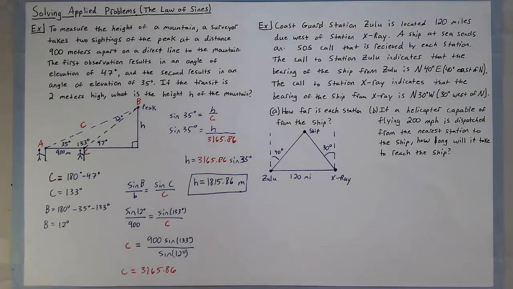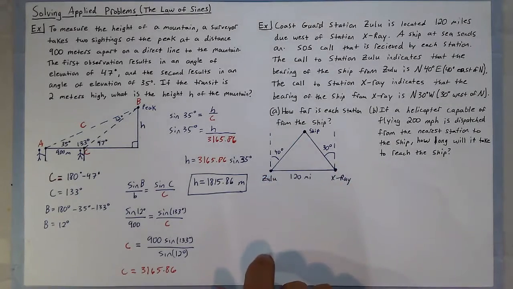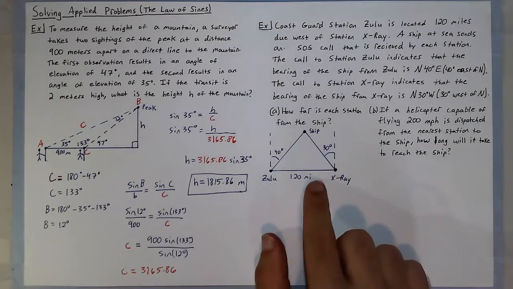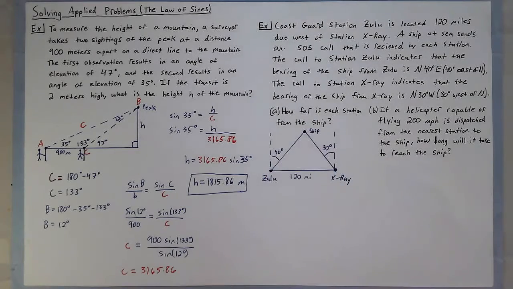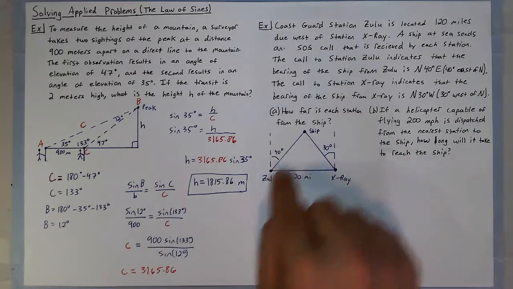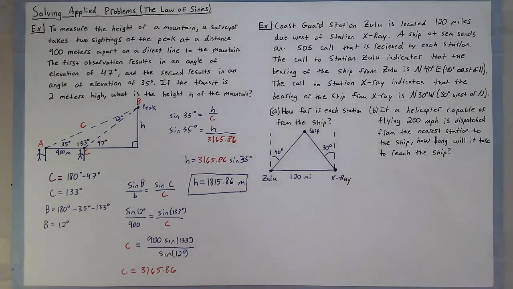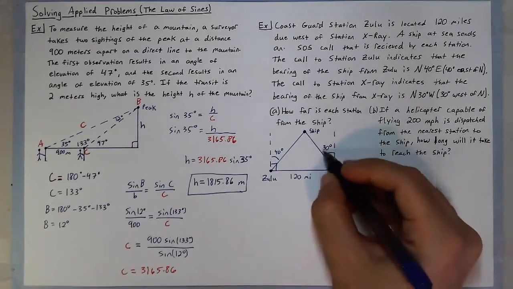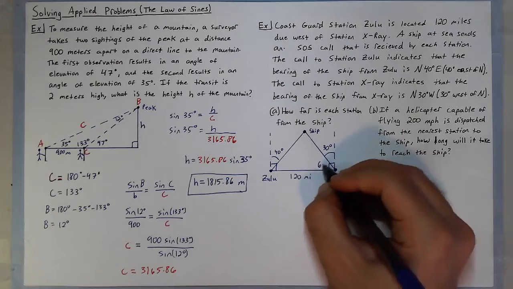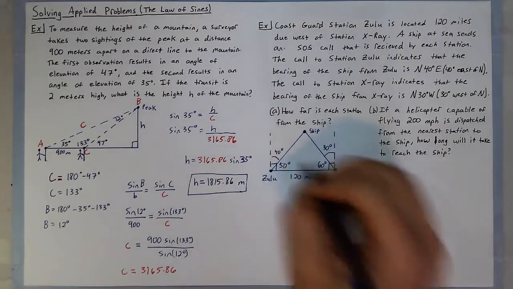Now, how far is each station from the ship? So we want to figure out which station is closer to the ship that's sending out this SOS call. So we have a natural triangle that forms right here, but none of the angles on the inside to help us out. But luckily, since this is due west and these are north, these make a right angle between these two. So I can use the complement of 30 degrees, which is 60 degrees, to find that angle, and the complement of 40 degrees, which is 50 degrees, to find the other angle.